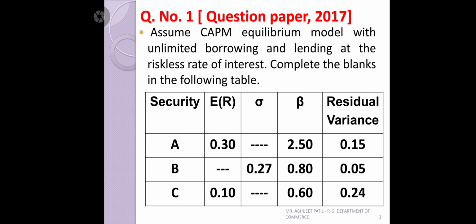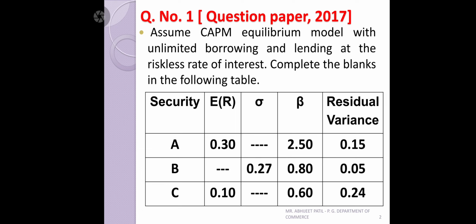Now the question asks us to complete the blanks. So what is missing here? For security A the expected return is given, then the standard deviation, next the beta, and the residual variance. Residual variance means your unsystematic risk. So for security A the expected return is already given, the standard deviation is missing, beta is there, and residual variance is there. So for security A you should find the standard deviation.